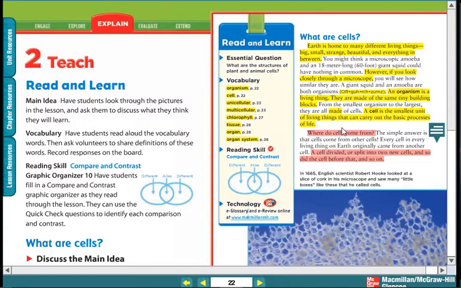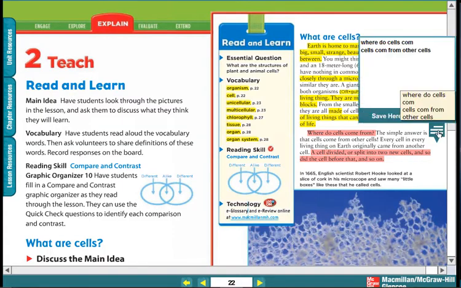The same, but an organism uses a scientist in a place of living things. Now I will ask you a question. Where do cells come from? Here we have a simple answer. Cells come from other cells.